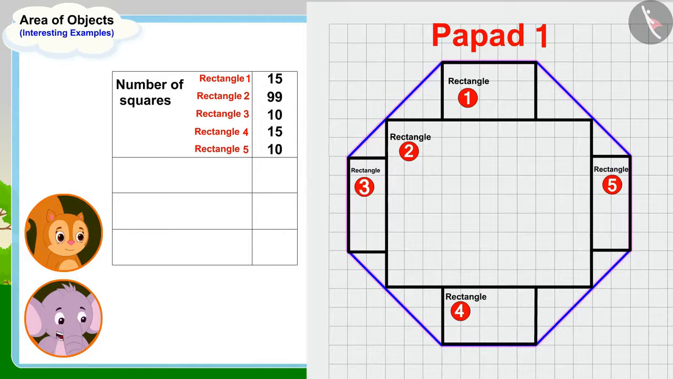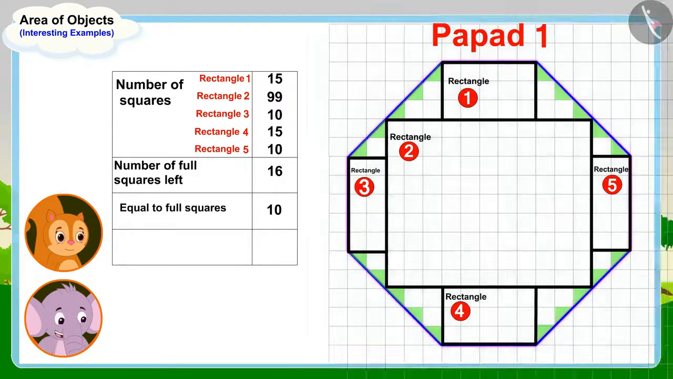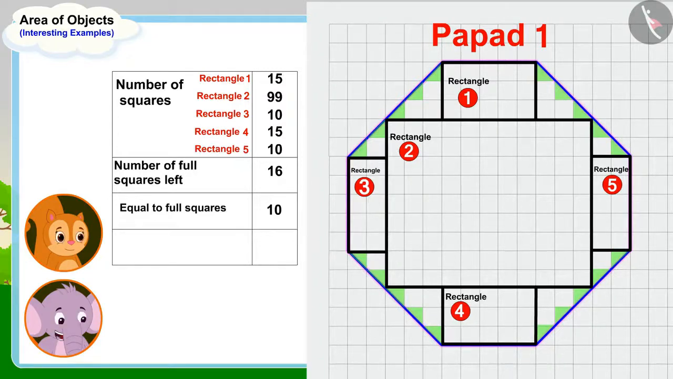Now I will write the number of full squares left, 16. And finally the number of the remaining half squares, 20, which is equal to 10 full squares. Now this is very easy. To find the area of this popper, we just have to add the numbers of all these squares.